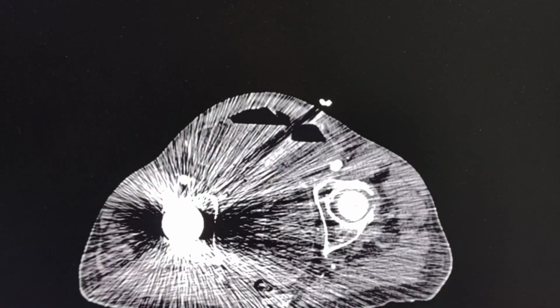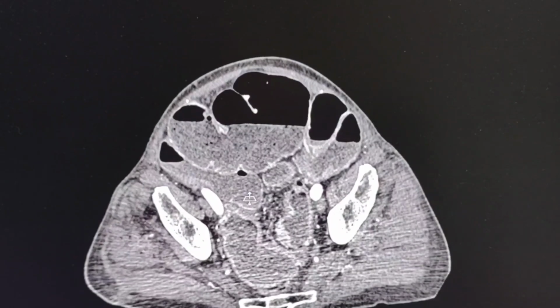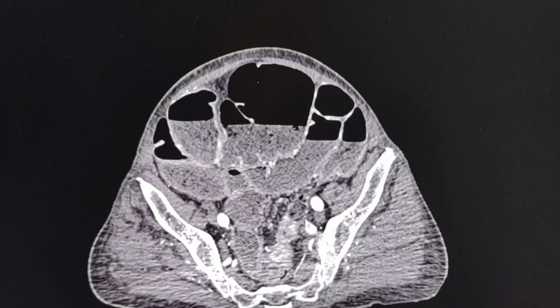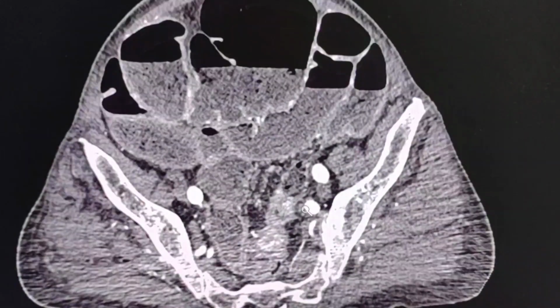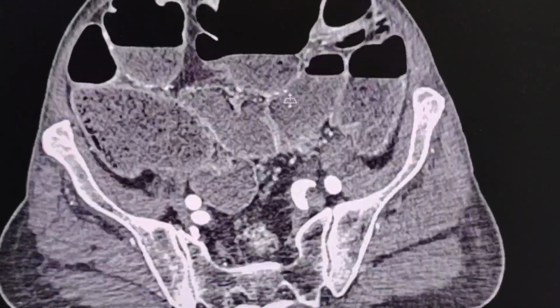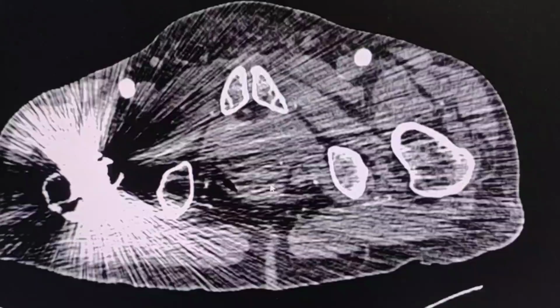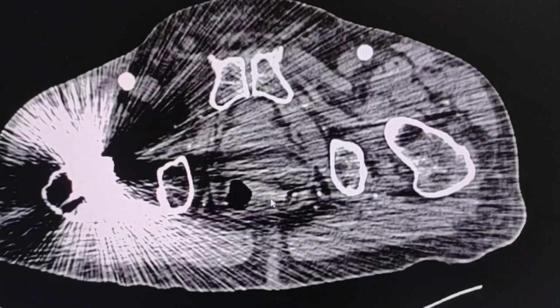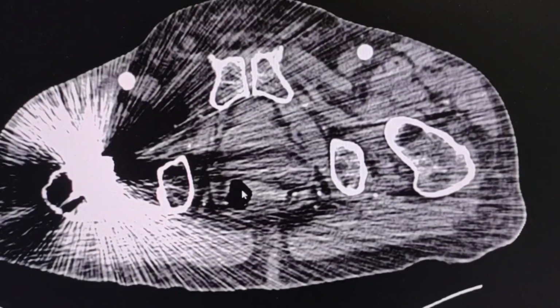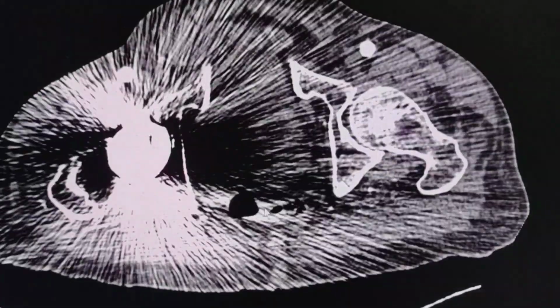Unfortunately, there are some hardening artifacts due to previous surgery, right-sided hip arthroplasty, but we must try to find the cause of this appearance, of this significant dilatation. So let's go directly to the point. As a general rule, it's very important to start from the anorectal region.